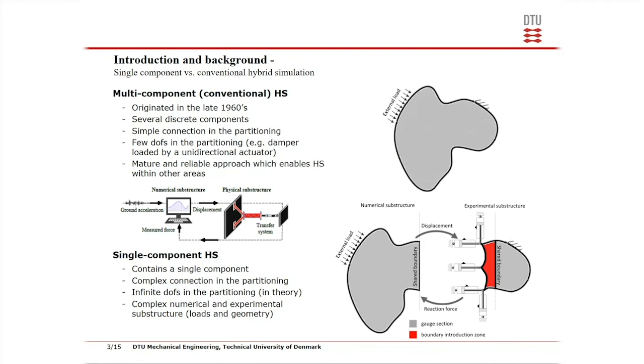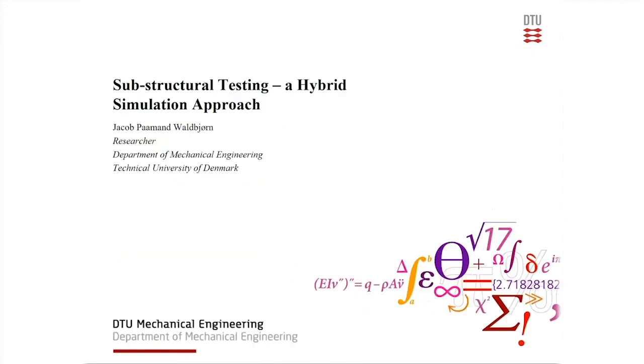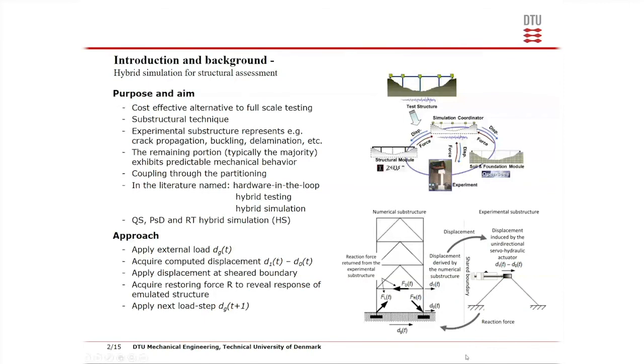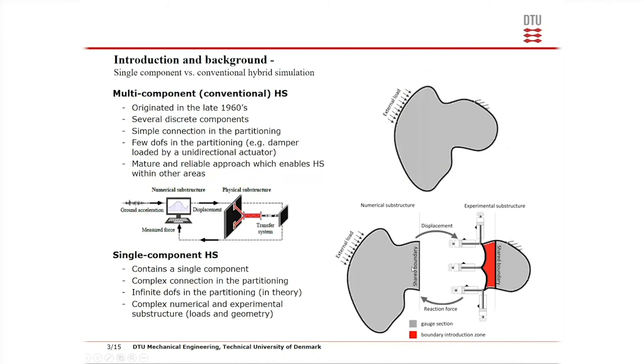What I would like to present here is another concept we are looking at at DTU, which we call single component hybrid simulation. The one I presented before, which originated in the late 1960s, is what we call multi-component hybrid simulation. Here we have a discrete point defining the shared boundary, in this case a viscous damper connected to a simple frame structure. Here the shared boundary is a discrete point, in this case defined by a single degree of freedom, but it could also be multiple degrees of freedom. That is used today within earthquake engineering, for which it has been used for many years now, but it has also been used within the automobile industry and other industries as well. But in all of them, we have this shared boundary defined by a discrete point.